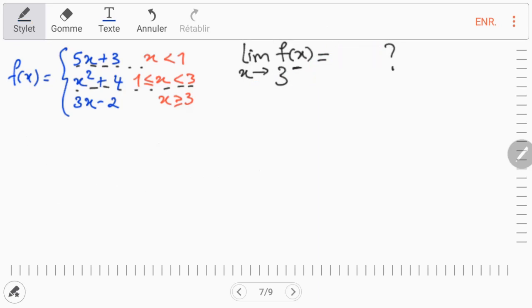Here we are asked to find the limit of f of x as x approaches 3 from the left side. We go directly to this one because it is less than 3. You can go as 3 squared plus 4 equals 13.